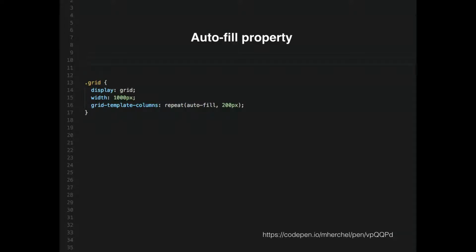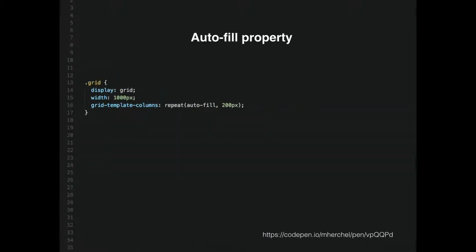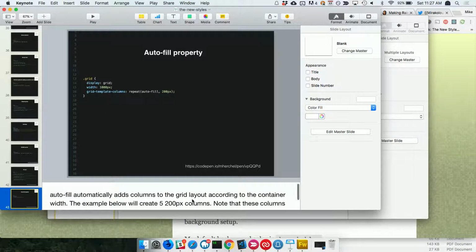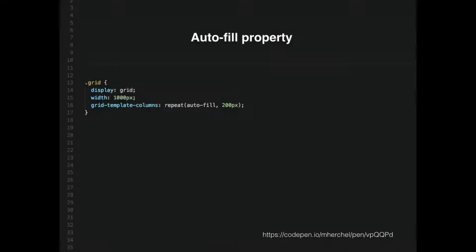Autofill, and there's autofit. They're confusing. So autofill will automatically populate columns. Let me look at my notes. I want to make sure I do this right. Autofill automatically adds the columns to the grid layout according to the width. I get these a little screwed up.